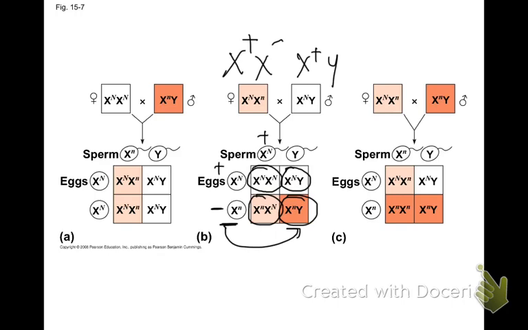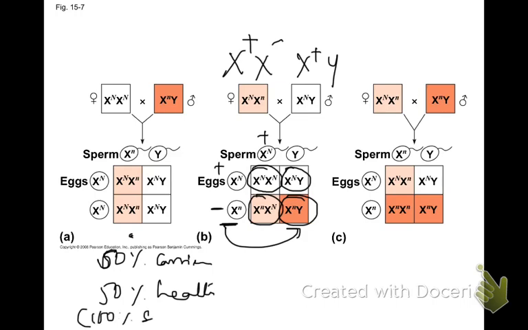There are different ways in which you can express this. In this case, for example, 50% of their children were carriers. You can say 50% of their children were healthy. Or you can even say 100% of their sons were healthy. 100% of their daughters were carriers. Do you see how you can express it in different ways, but it means the same thing?